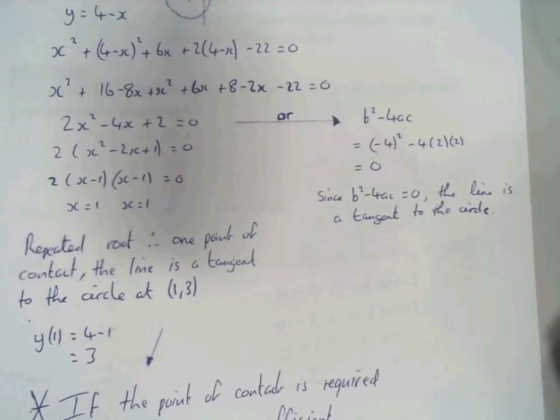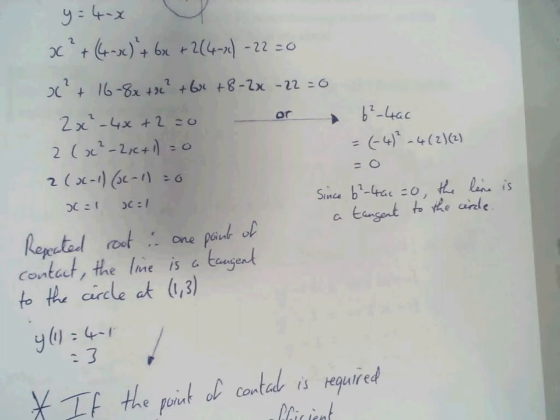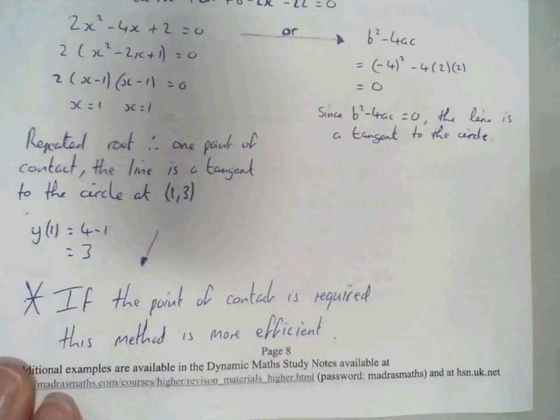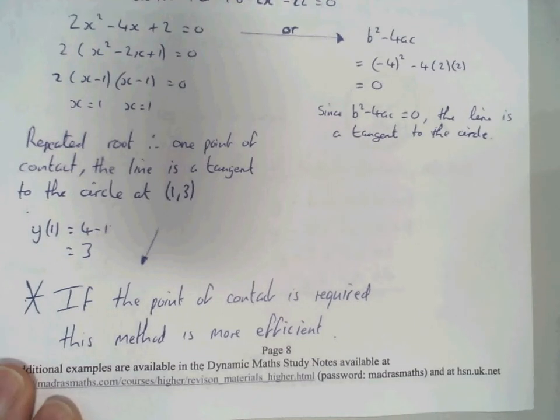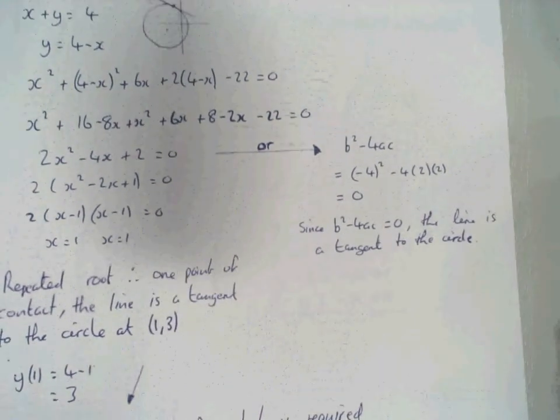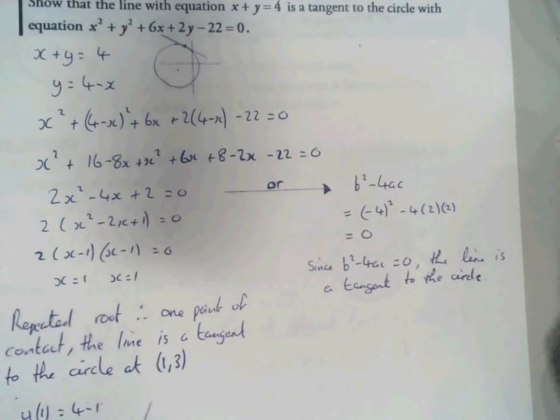So where did the 3 come from? I just substituted x equals 1 back into y equals from above. If the point of contact is required, this method is more efficient. So if we're asked where that point of contact is, we're going to need to do this anyway, so just choose this.